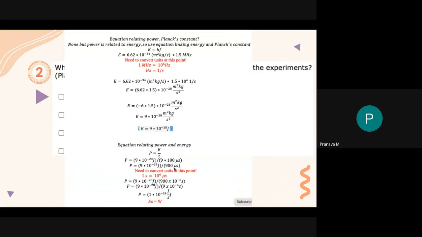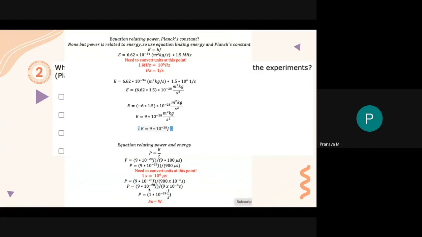And then again, because we have time in microseconds, we need to convert. So 1 second equals 10 to the 6th microseconds. So I would rewrite my 900 microseconds as 900 times 10 to the negative 6 seconds. And then to simplify that further, I would rewrite that so that my number out front is between 1 and 10. So that's 9 times 10 to the negative 4th.